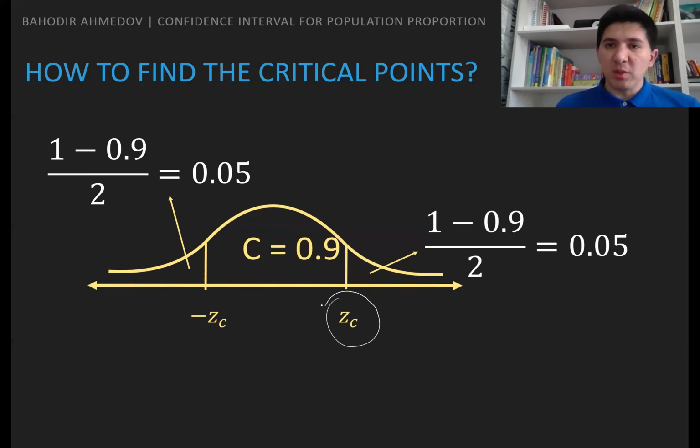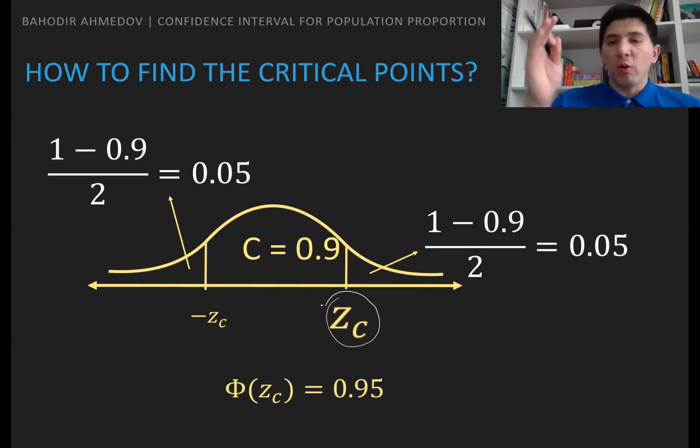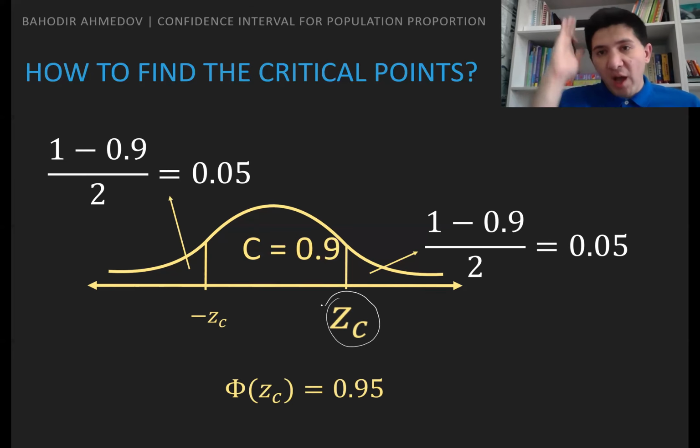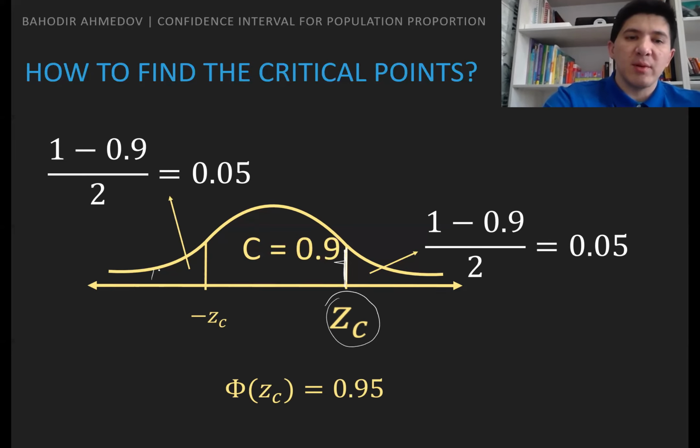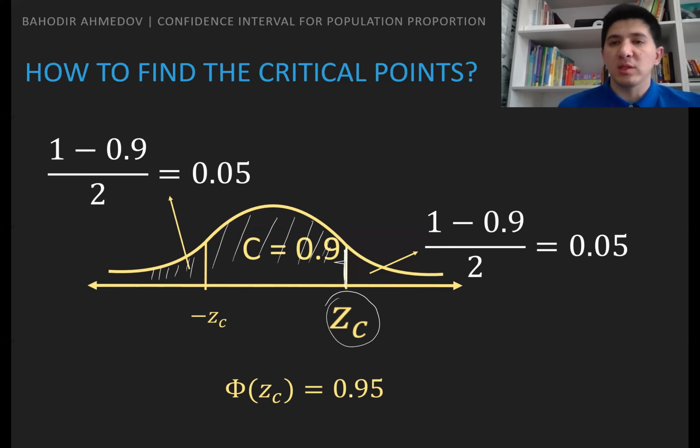So the cumulative distribution table tells me the area under the standard normal distribution curve, or under the normal distribution curve, until that point. So the area until this point is going to be this area, which is 5%, plus this area, which is 90%. So the area until here is going to be equal to 95%, or 0.95.